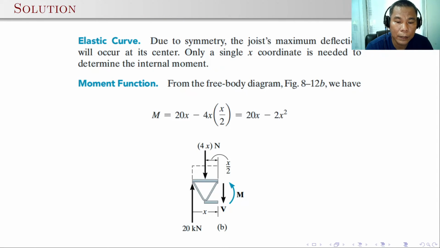Here we can just cut at any section, assuming that x starts at the left support. Here we have the internal forces; we write all the forces and the moments. We have the shear V and the moment M. The moment M is simply equal to 20 kilonewton times x minus 4 times x over 2. That's 20x minus 2x squared.